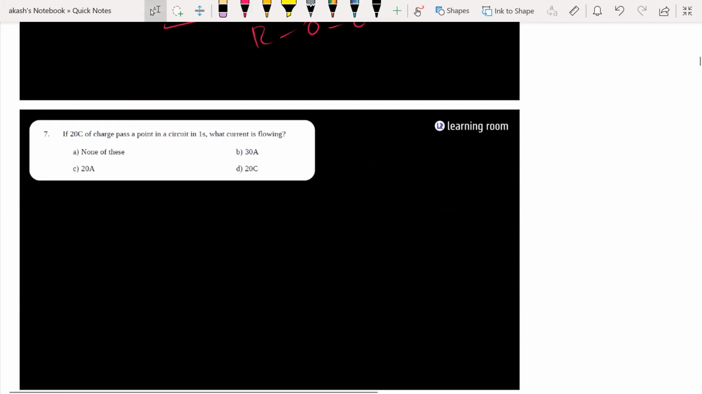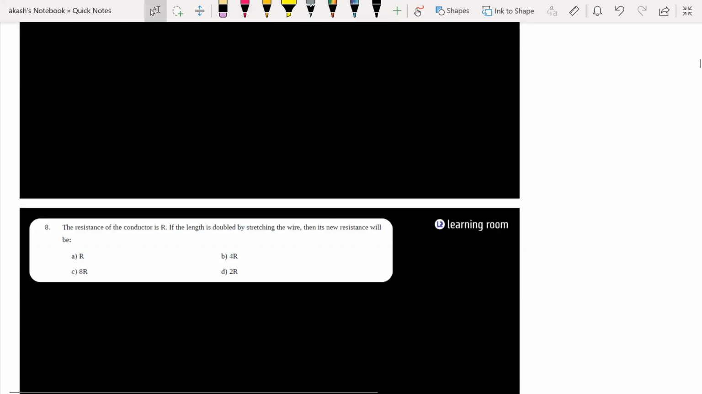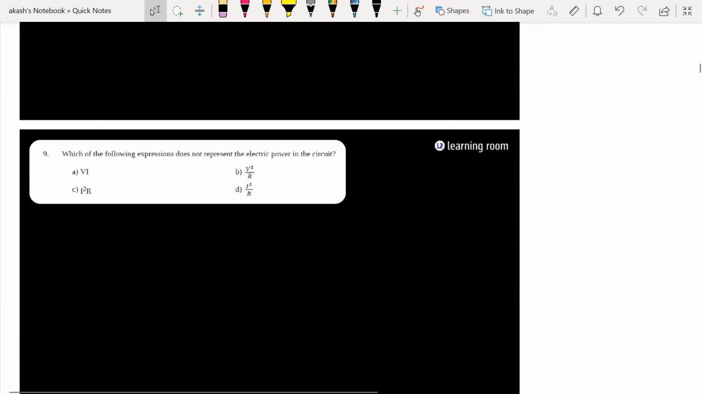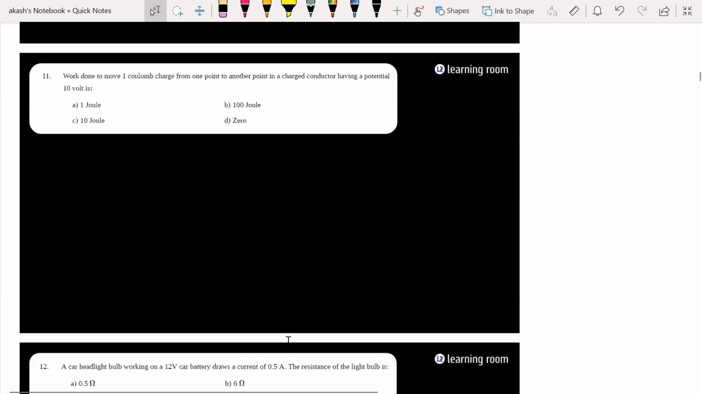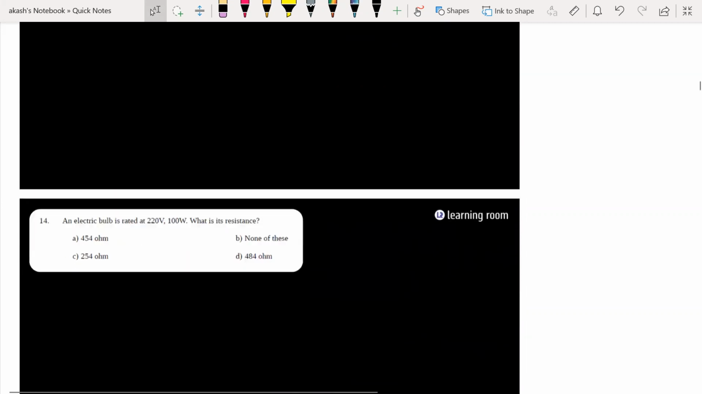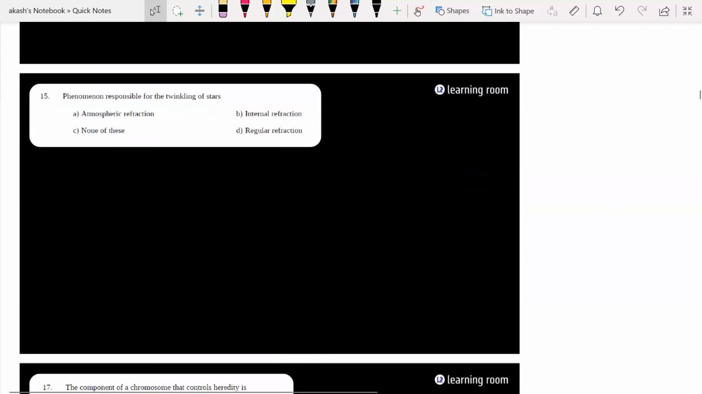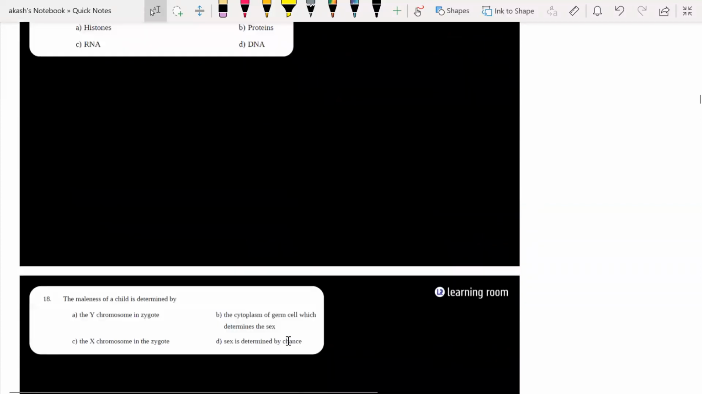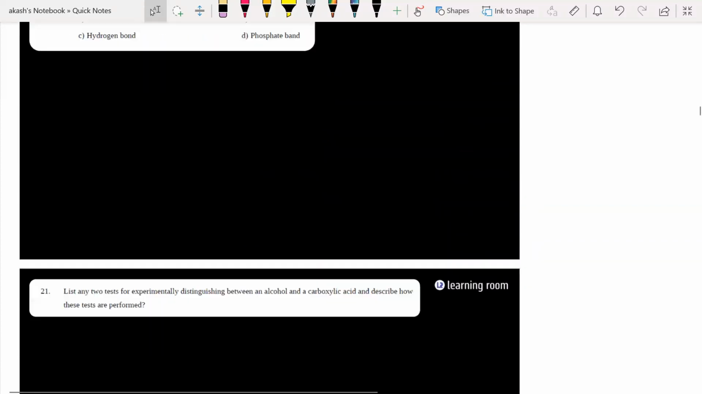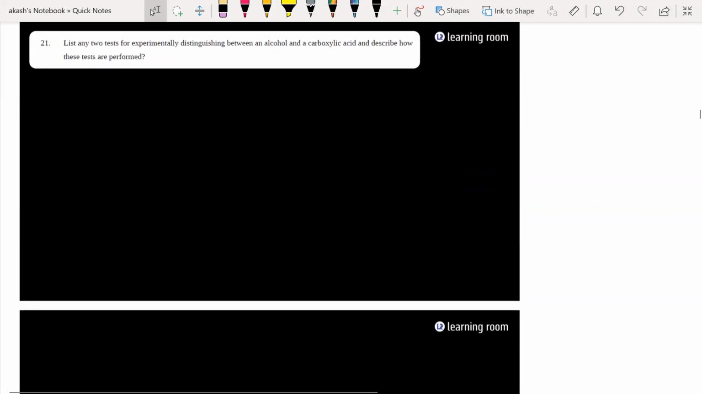Next. If 20 coulomb, okay, this is physics. Physics. So physics. This is also physics. This is physics. This is biology. This is also biology, right?